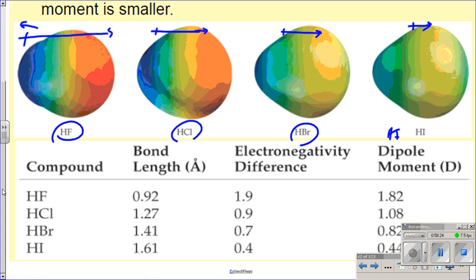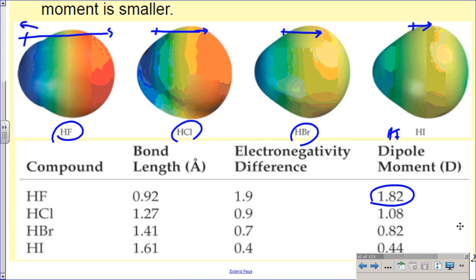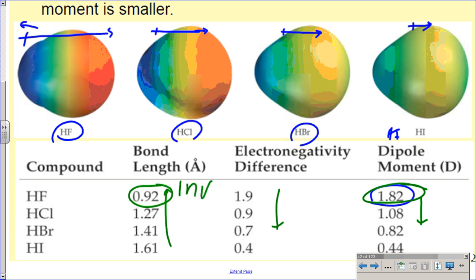Hydrofluoric is the most polar, having a dipole moment of 1.82, and then on down, you can see the dipole moments decrease this way. Their electronegativity differences decrease, but inversely related is their bond length. The most polar means that they're most attracted, meaning their bond length is smaller. So know that bond length is inversely related to either the electronegativity difference or the dipole moment.